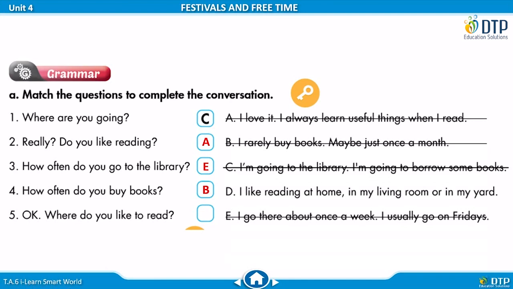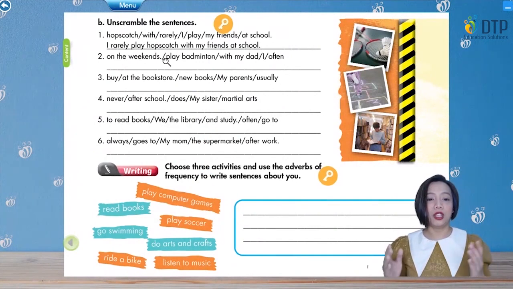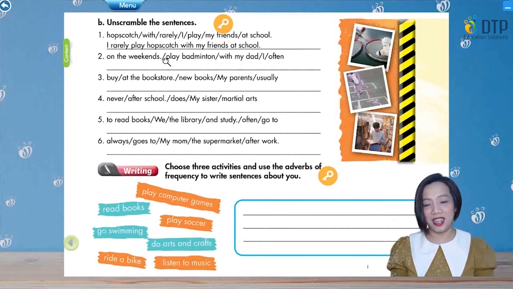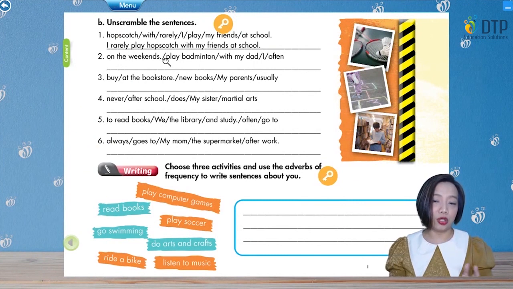All right, number 5, I know. Okay, where do you like to read? I like reading at home, in my living room, or in my yard. Perfect. And welcome to the next part. Unscramble the sentences. You have some minutes to do it.